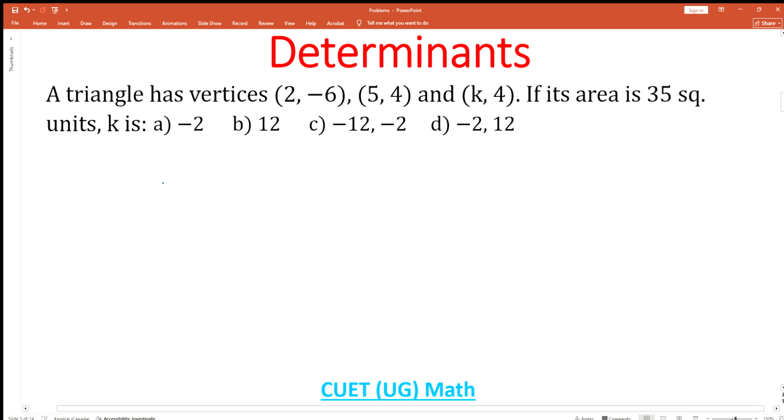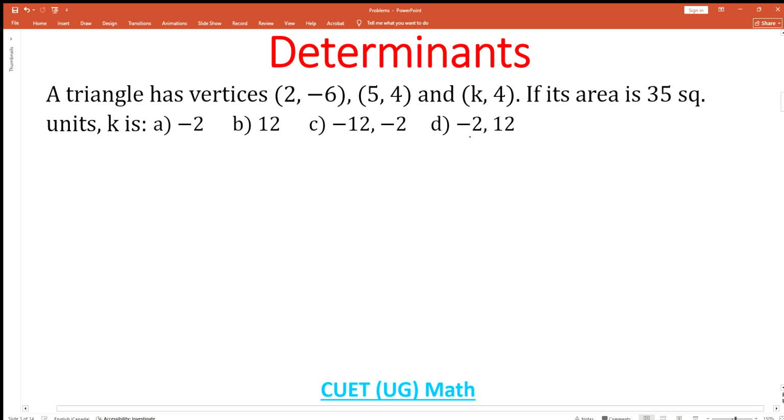In this video, we'll solve this problem using the determinant formula for area of a triangle. As per the problem, a triangle has vertices (2, -6), (5, 4) and (k, 4). If its area is 35 square units, k is, we are given 4 answer choices. We have to choose the correct answer choice.